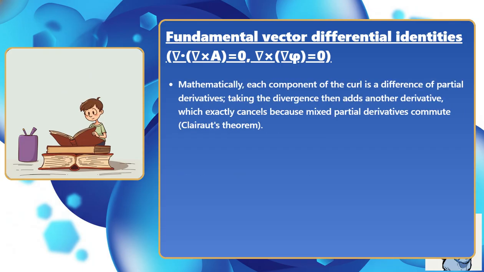Mathematically, each component of the curl is a difference of partial derivatives. Taking the divergence then adds another derivative which exactly cancels because mixed partial derivatives commute, Clairaut's theorem. Curl of a gradient is always 0. Del cross del phi equals 0.